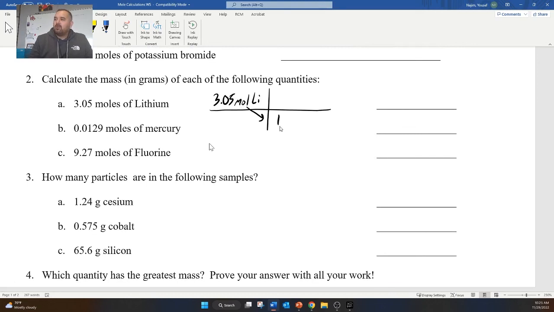So 1 mole goes down here, 1 mole of lithium. And then the molar mass of lithium is going to be 7 grams. So 7 grams of lithium. This one should be fairly simple. You divide by the bottom. That gets rid of our units. And then you multiply by the top. And then that's going to give you your answer. I'm going to stop right there. You should be able to do the rest of that one.